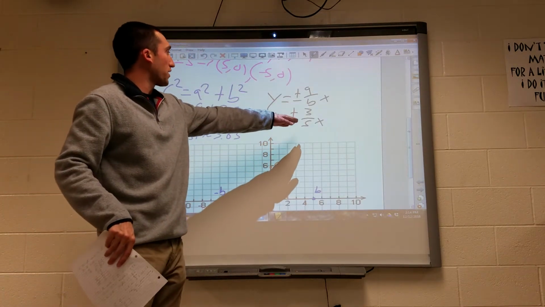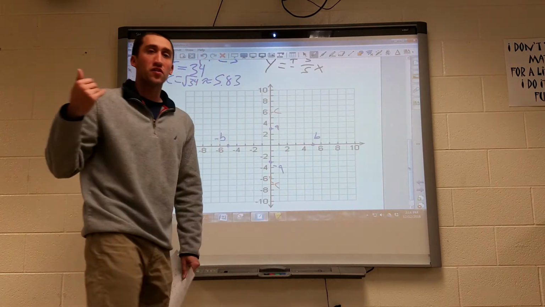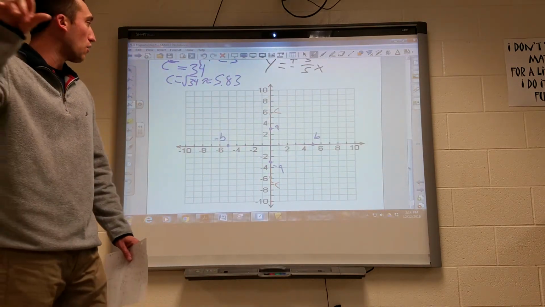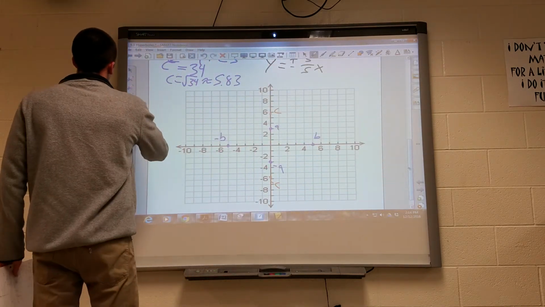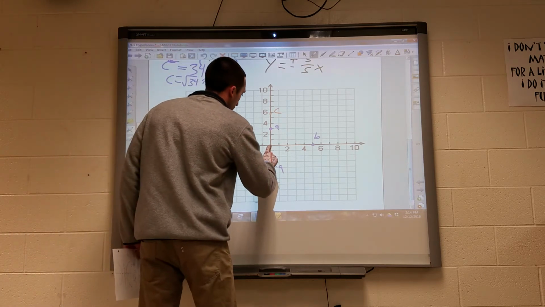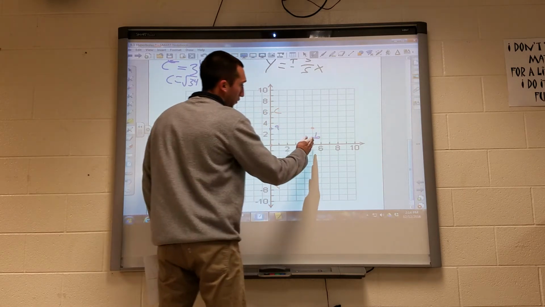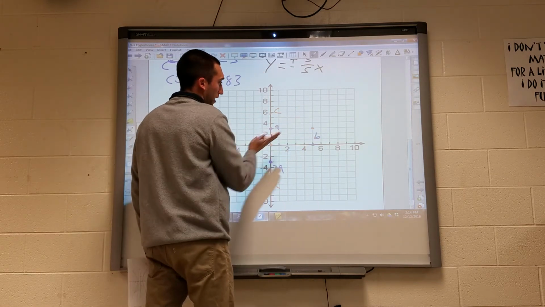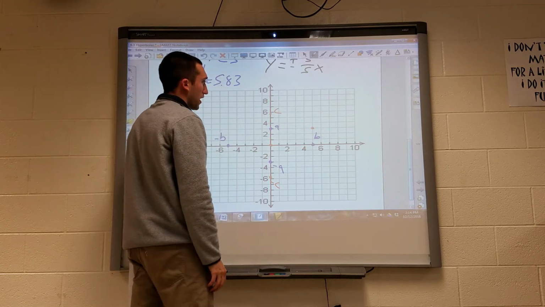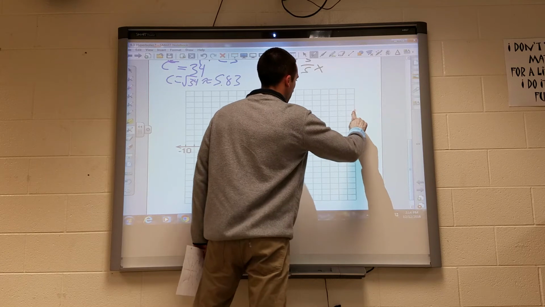Y equals plus or minus 3/5 x. So remember, if we think back to slope, that means I go up 3 over 5. So I'm going to draw my asymptotes in orange. We're always going to start at the origin, up 3 over 5. That's kind of what the B does. It gives us a reference point for our asymptotes. And then up 3 over 5 again.